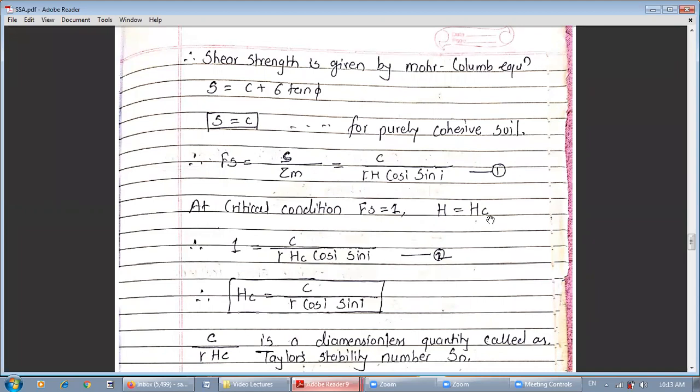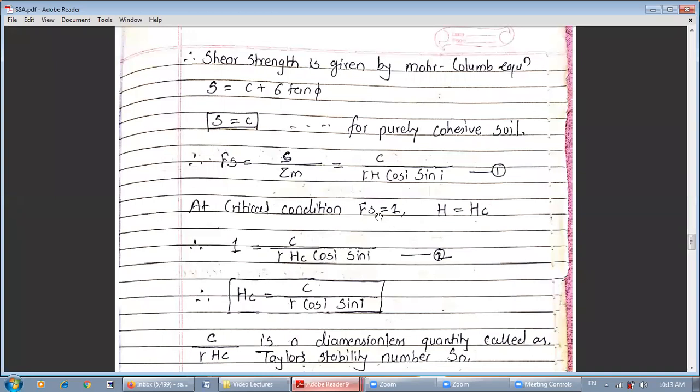is changing to Hc. Hc represents the critical height. If the height goes beyond that particular height, then the slope will fail. So when factor of safety Fs is equal to 1, H automatically changes to Hc, where Hc is the critical height.